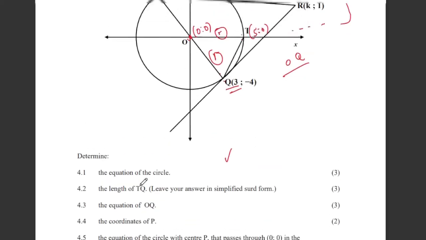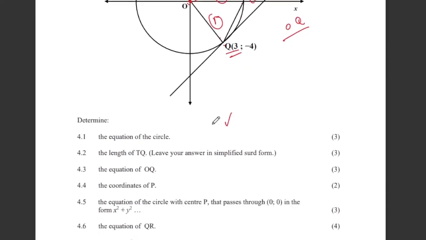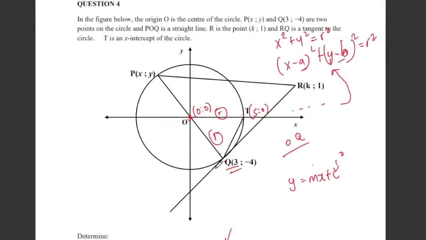Then the equation of OQ. So that is a straight line, mx plus c. The c, we already have it as the y-intercept, which is a 0. So focus on just the gradient. Then they want the coordinates of P.